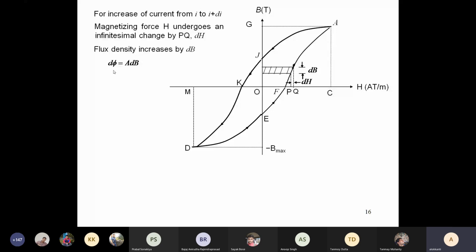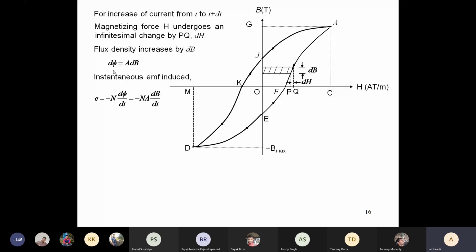So the instantaneous EMF that is induced is basically given by N d phi dt, and if you substitute that d phi, you get N A dB dt. So what we have done is we have introduced a change in the current. The change in current will introduce a change in H. The change in H will introduce a change in B. The change in B will introduce a change in phi. The change in phi has the potential to produce an EMF of N d phi dt, which is N A dB dt.